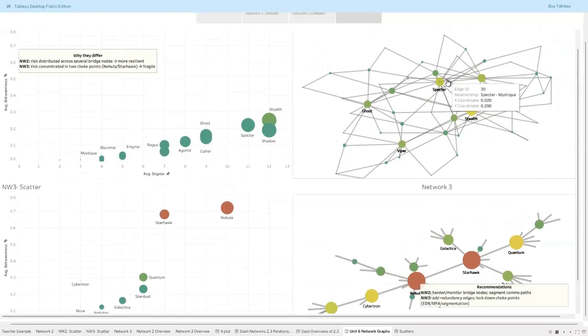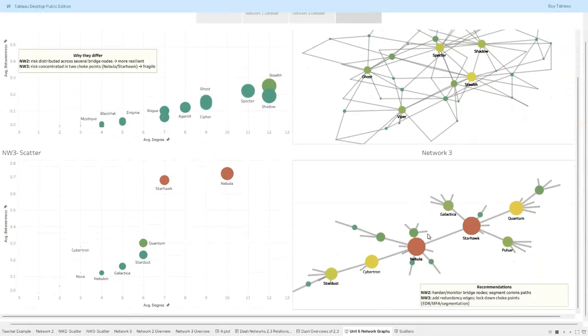Final takeaway. For Network 2, focus on targeted hardening of bridge nodes and segmentation. For Network 3, focus on topology improvements like redundancy plus locking down choke points, because the structure creates single points of failure.